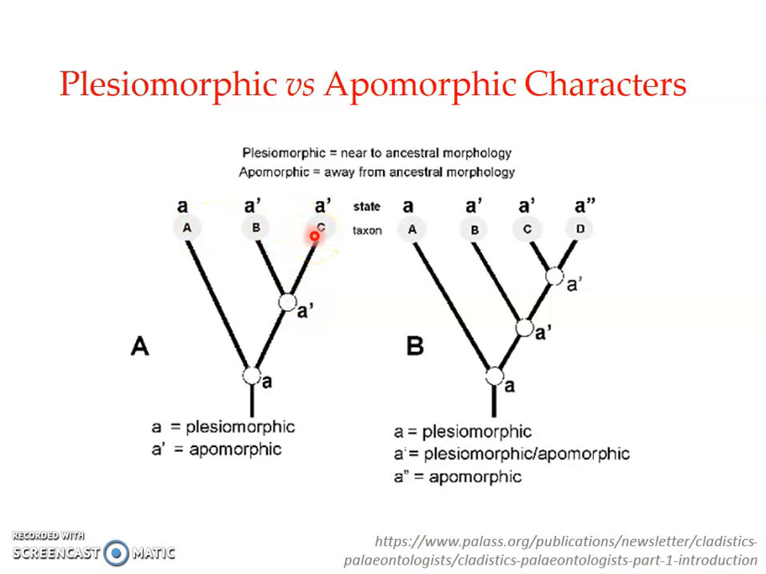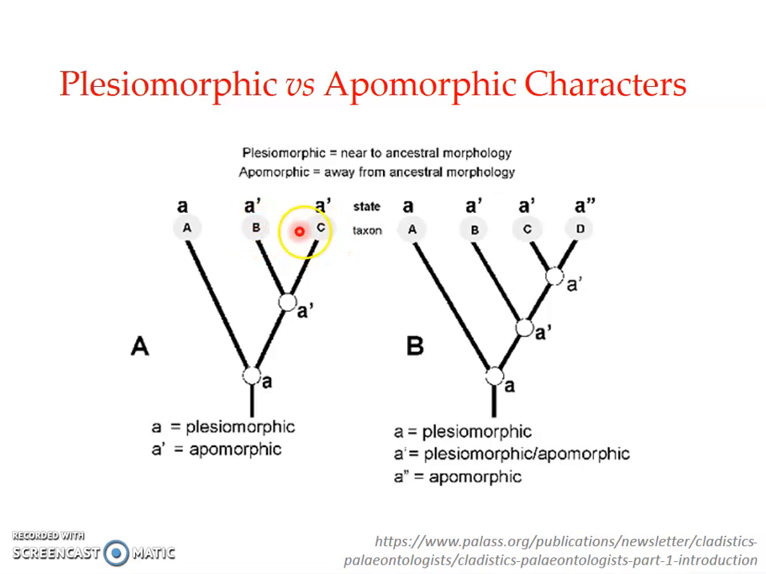Now when we are considering A, B and C, obviously character A is very primitive. It was present in an ancestor from the remote past. This particular ancestor with character A evolved into another ancestor with character A prime, and from there arose species B and species C.